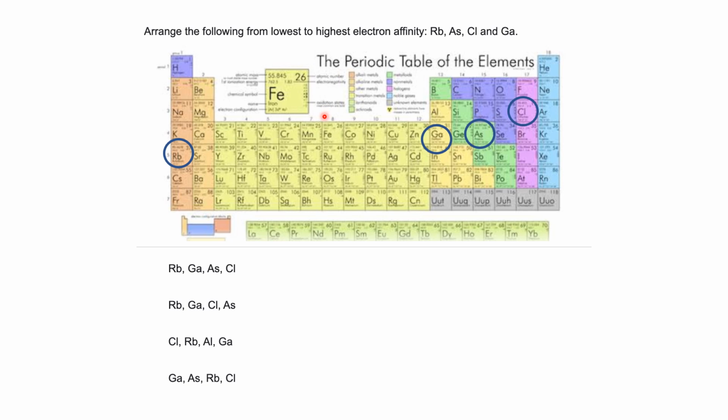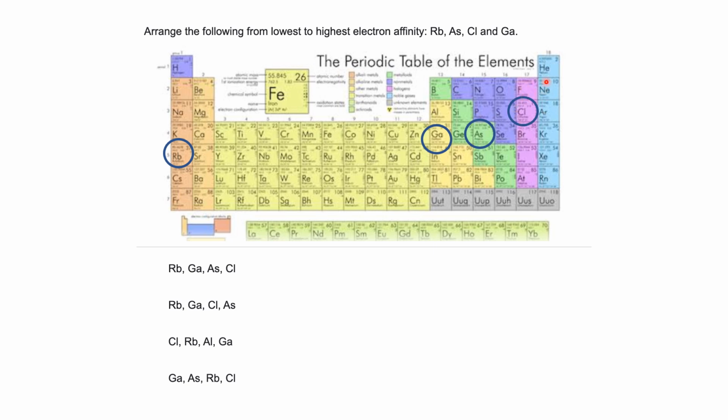Well, no, because as we go to the right, electron affinity is going to increase. Furthermore, this one, arsenic, is a little bit closer to chlorine and towards this part of the table, so it's going to have a more non-metallic character than this one. So again, this is a clear sign that we have a higher electron affinity.